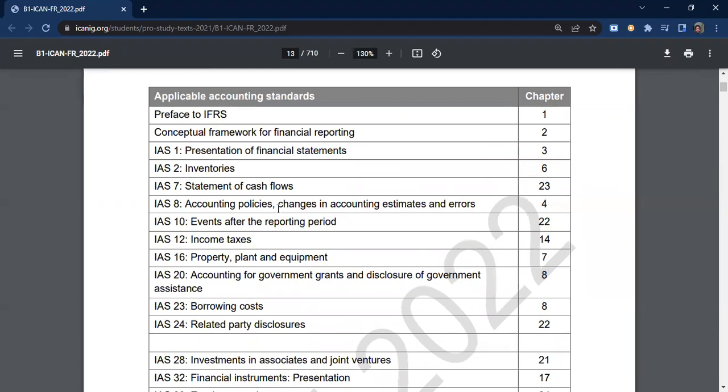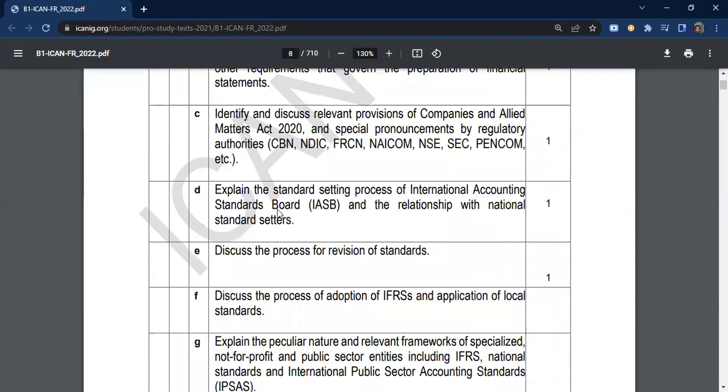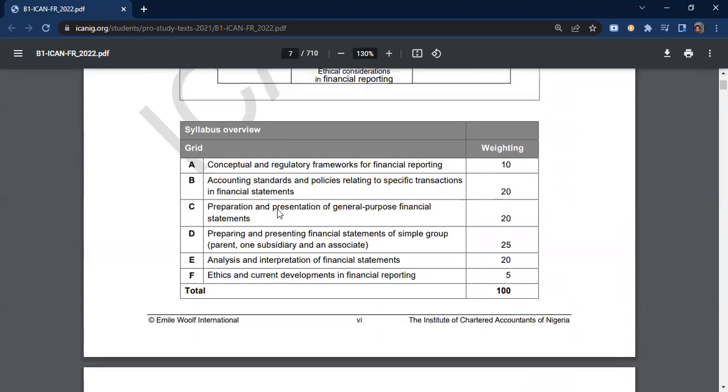Every time, you are always going to see a question in the exam relating to syllabus section A, which is regulation. It covers chapters 1 and 2 of this particular study text that we're looking at. Chapters 1 and 2 of this study text deal with syllabus section A, which is 10% of the syllabus.